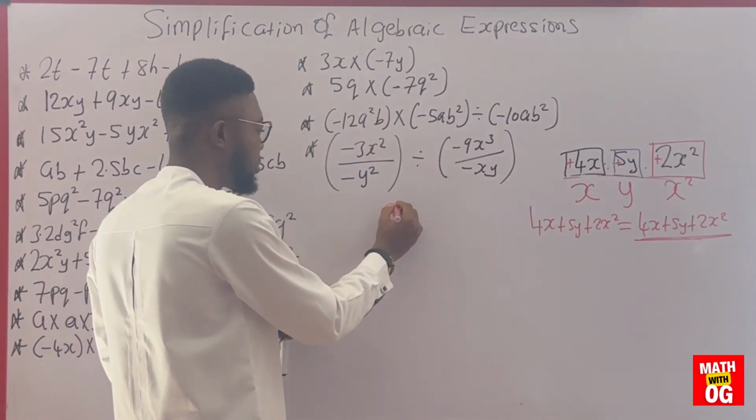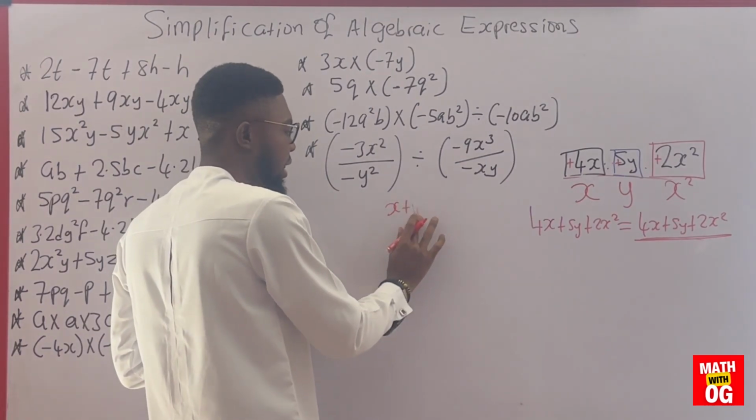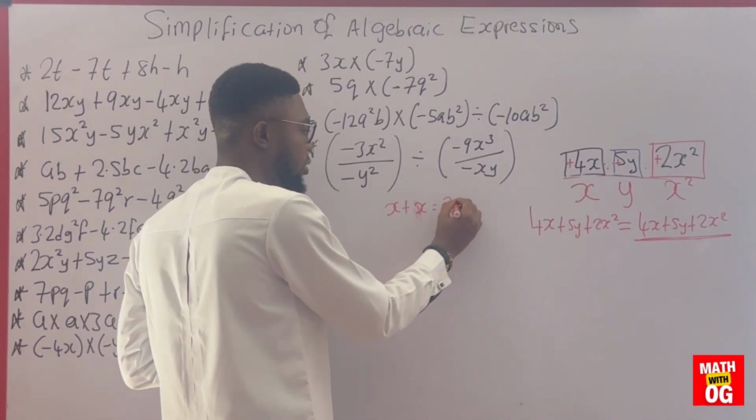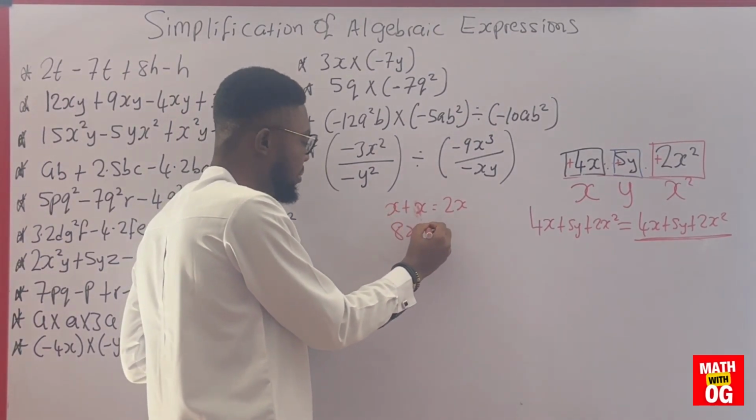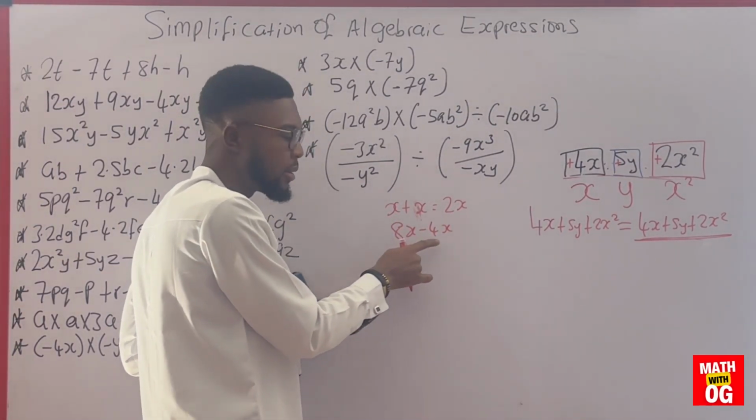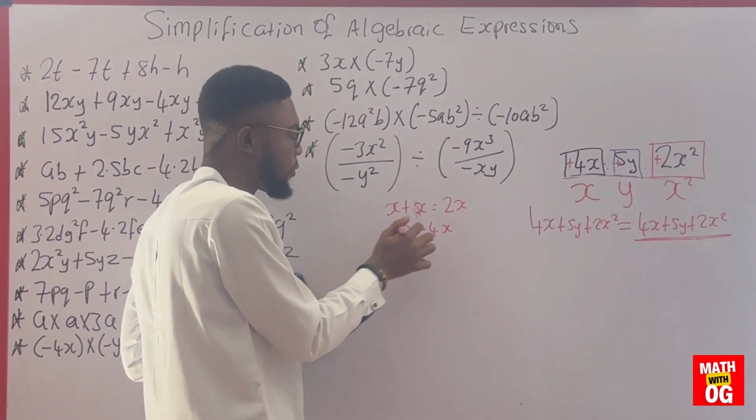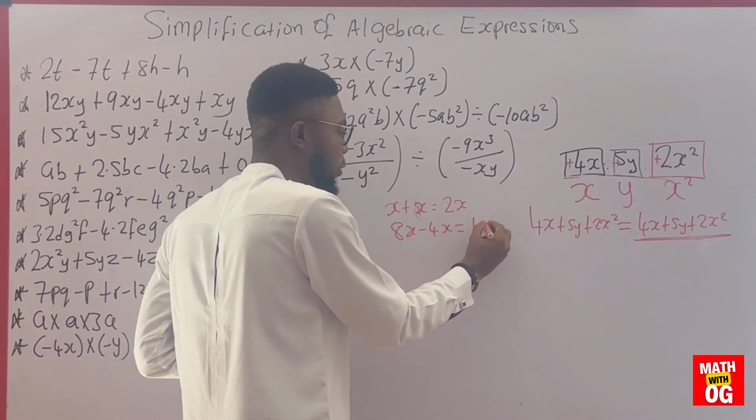So what is x plus x? Like terms. x plus x, they are like terms. This should give us 2x. That is 1x plus 1x. What is 8x minus 4x? When you subtract 4 from 8, it should give you 4x.